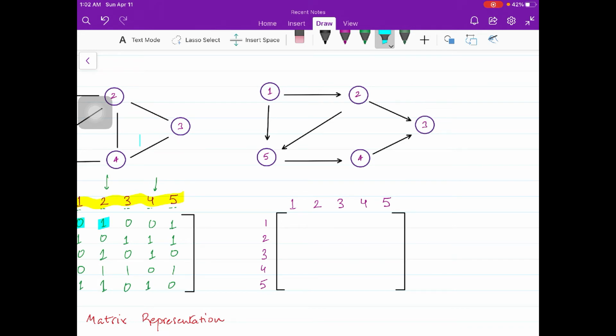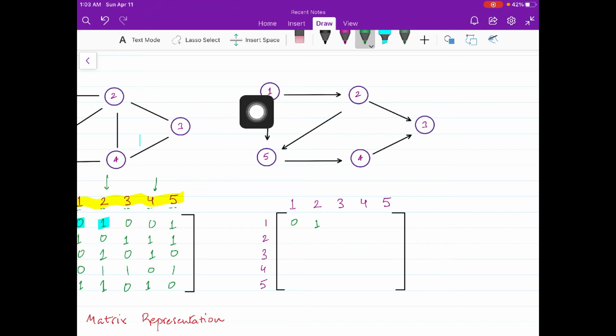Very similar thing, nothing you have to do, probably you can do it by yourself also. So let's start. So very simple. Now here, since there is a directed edge, it's not a bidirectional edge, right? From 1 to 1 there is no edge, so I'll just put 0. From 1 to 2 there is a directed edge, I'll put 1 here.